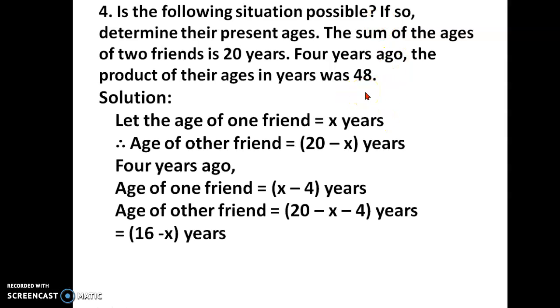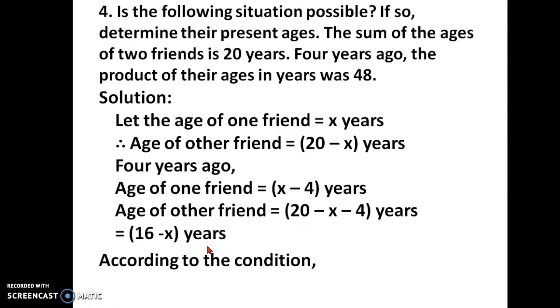So let's start now. We will take one friend's age as x years. Then the other friend will be 20 minus x. Why? Because it is given in the question that the sum of their ages is 20. So one friend's age is x means the other friend's age is 20 minus x. Now 4 years ago, so you have to minus 4 from both the friends' ages. So x minus 4 and 20 minus x minus 4. For both the ages you are doing minus 4. So this will be reduced to 16 minus x years.